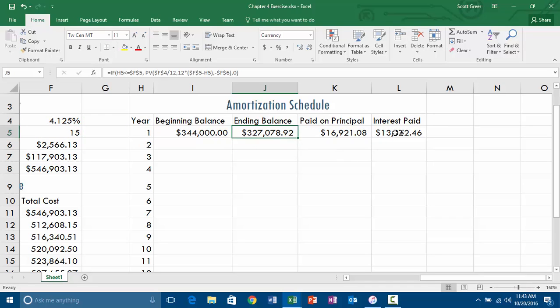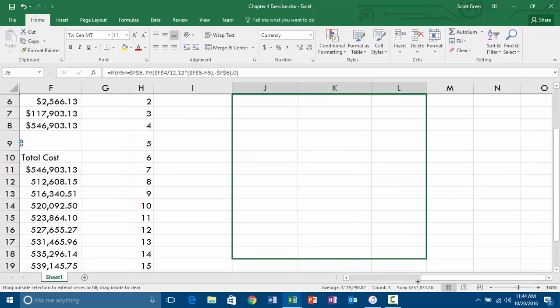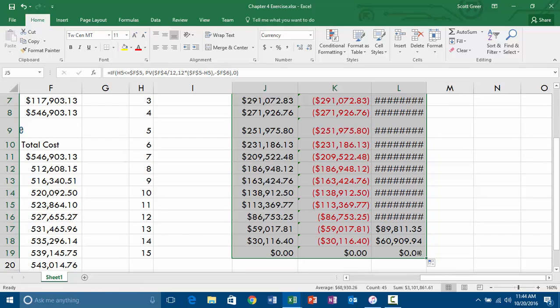All right. So we've got an amortization schedule started. Now, what we want to do to create the rest of this is copy all the amortization schedule formulas, so these three, J5 through L5. We're going to highlight them, and we're going to drag them down. It's okay if it's not perfect.